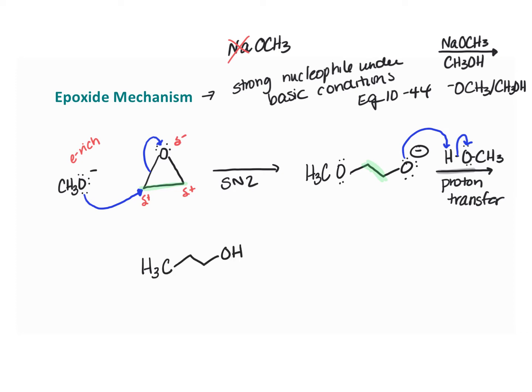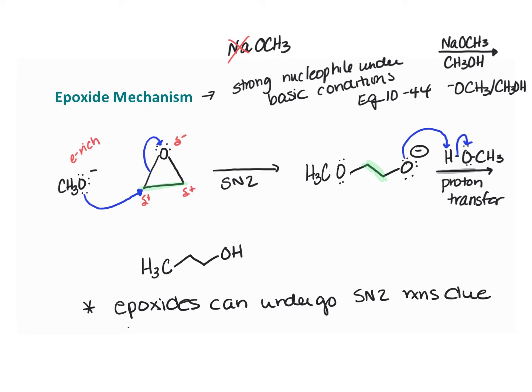Okay, the reason that this happens and that epoxides can do this is because they have a lot of ring strain. So epoxides can undergo SN2 reactions because it relieves their ring strain.